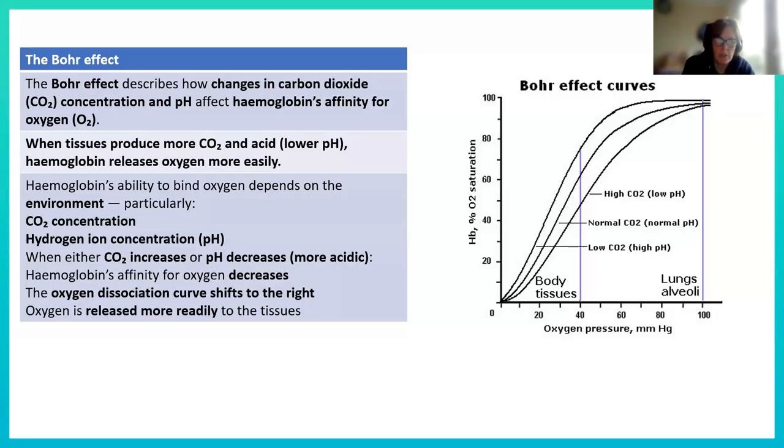So hemoglobin's ability to bind to the oxygen depends on where it is in the body. So it depends on the environment. So CO2 concentration, hydrogen ion concentration. So that's how acidic it's getting, but that's caused by CO2, essentially, one of the reasons. And when it becomes more acidic, the hemoglobin's affinity for the oxygen will decrease.